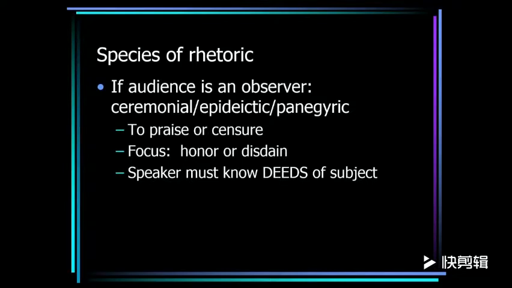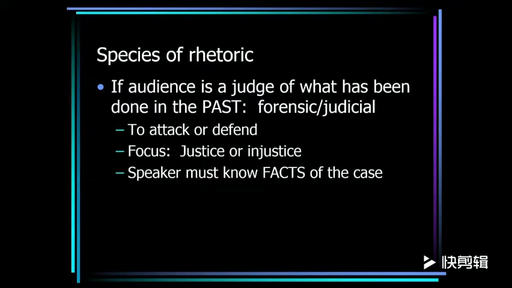You want other people to come to your website because they love ponies too. Ceremonial discourse. The second species of rhetoric asks the audience to judge what's happened in the past. So, this is called forensic. You either attack or defend if you're doing forensic discourse. You're going to focus on why something is just or unjust. And in order to be successful, you have to know the facts of the case.